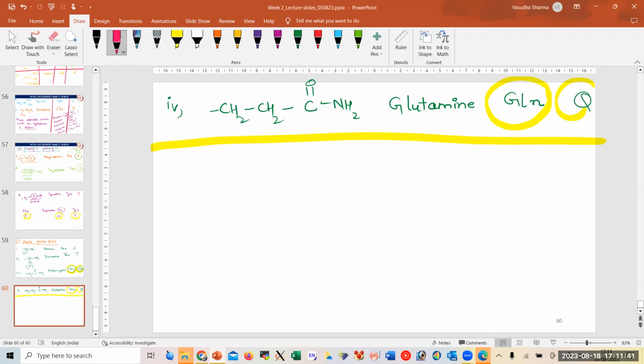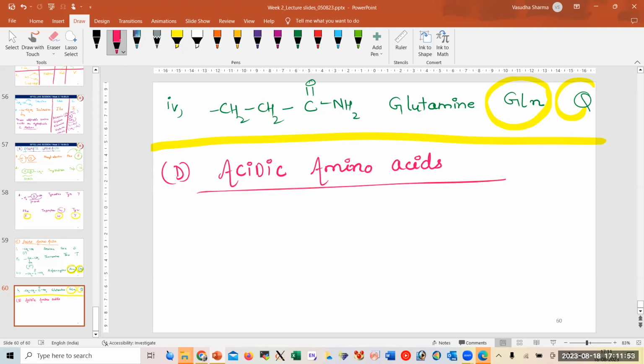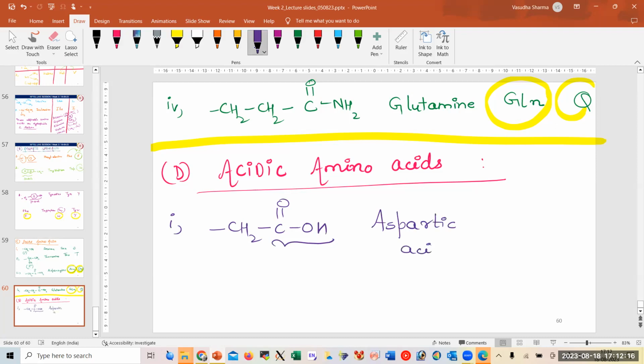Now we come to the acidic amino acids. Besides the acidic group present, there would be an additional acidic group, so two groups are there. One is CH2, CO, an acid group, called aspartic acid, written as ASP, and the symbol is D.